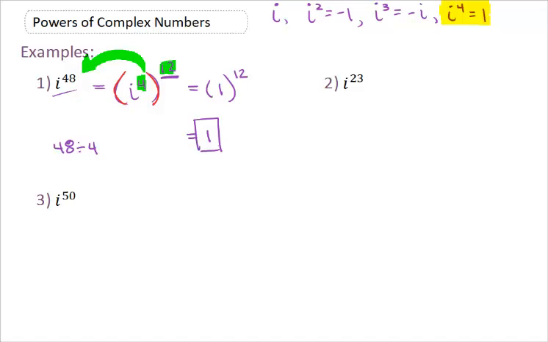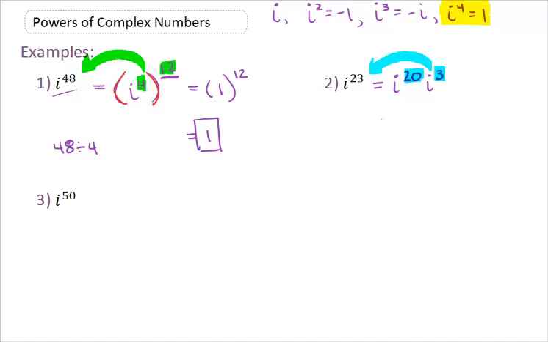Number 2, we're going to do the exact same way. I want to break it down as powers of 4. Okay, but 23 does not divide by 4 evenly. What I want to do is split it off into the part that does divide by 4 evenly. The highest one that goes into that is i to the 20th. That leaves me with 3 i's left over. And remember, when I have this format here, you add the exponents. So 20 plus 3 does give me 23.